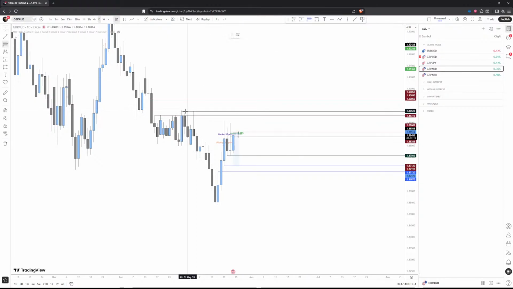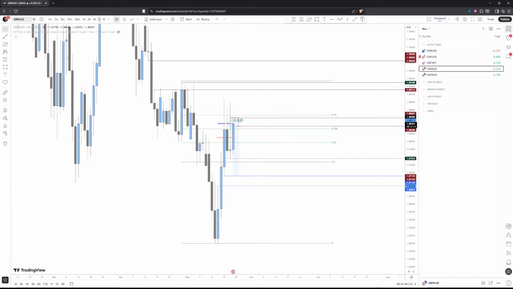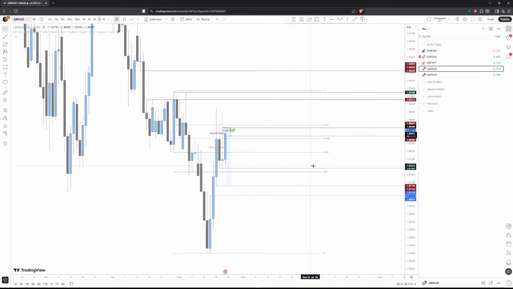You then draw this kind of... okay, so look at the numbers, right? We're in a premium because we're above equilibrium, which is this gray line here. We're at or in between 70.5 and 79, which is the optimal trade entry for sells if we are using this leg as the kind of bias.